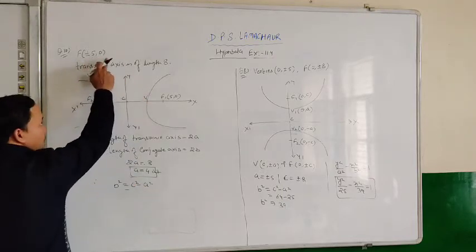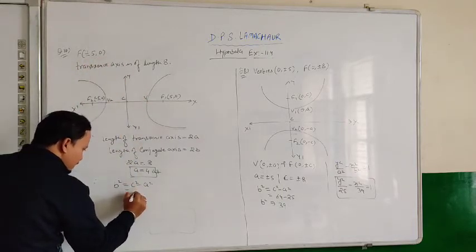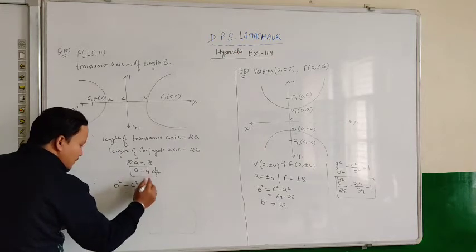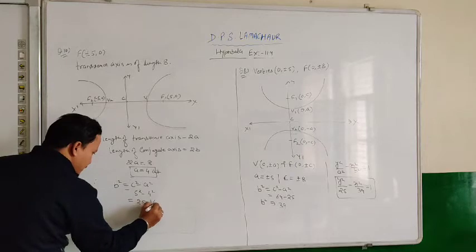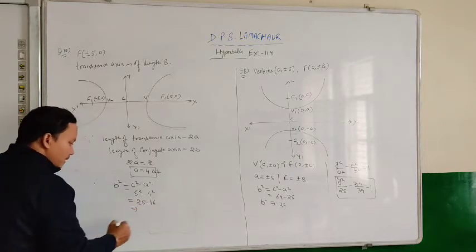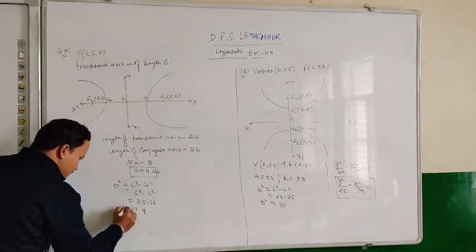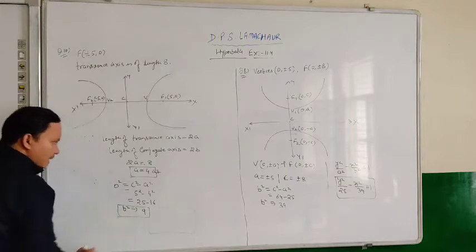Focus is 5 comma 0. So, value of c is 5. So, 5 square minus a square. So, it will be 25 minus 16. Okay. So, this will be 9. So, value of b square is 9.